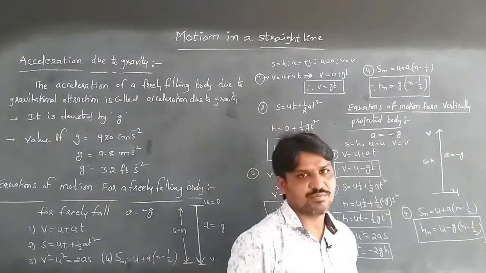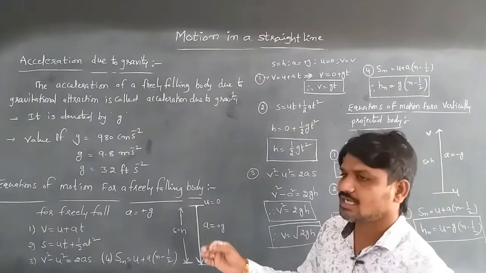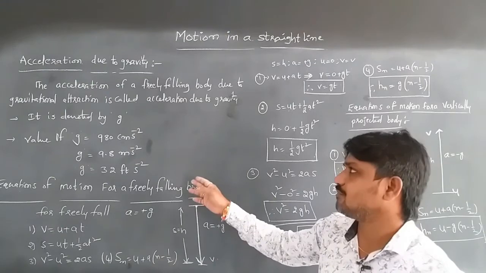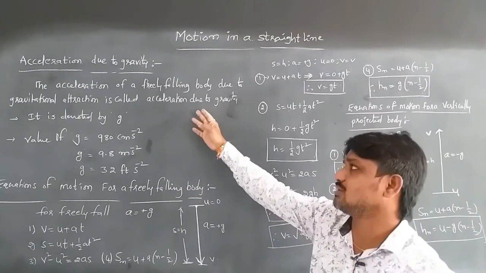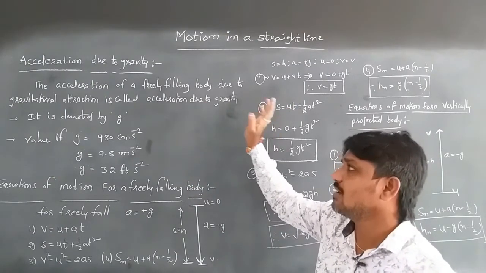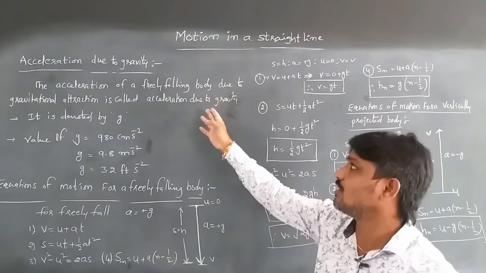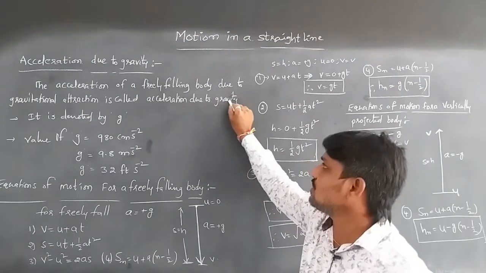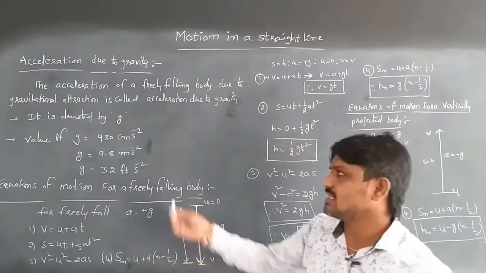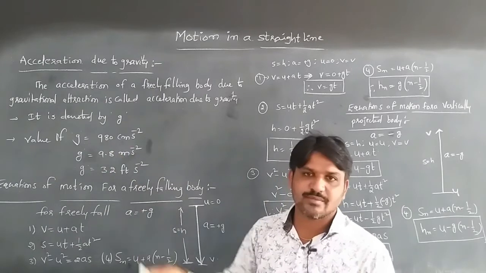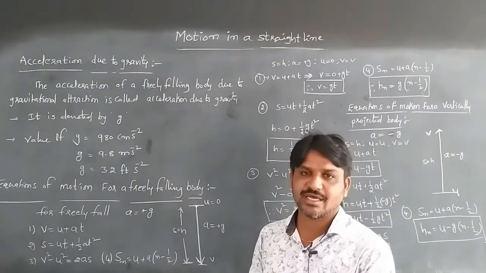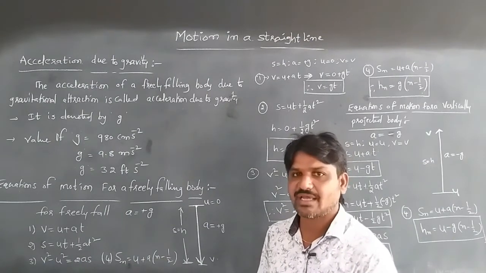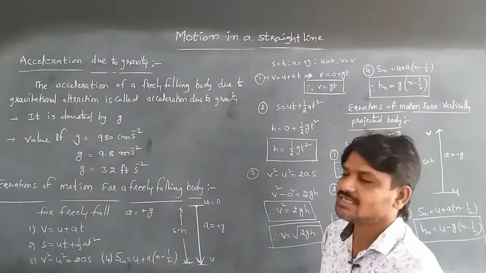projected vertically upwards. Once again, when the body is falling from a certain height due to the gravitational effect, the acceleration that the body possesses is called the acceleration due to gravity. That means the acceleration of a freely falling body due to gravitational attraction is called acceleration due to gravity. It is denoted with a small g, and the value of small g is 980 centimeter per second square, or in meters 9.8 meter per second square. In feet it is 32 feet per second square.